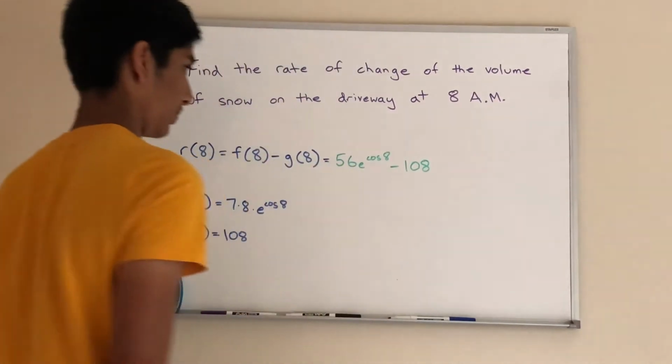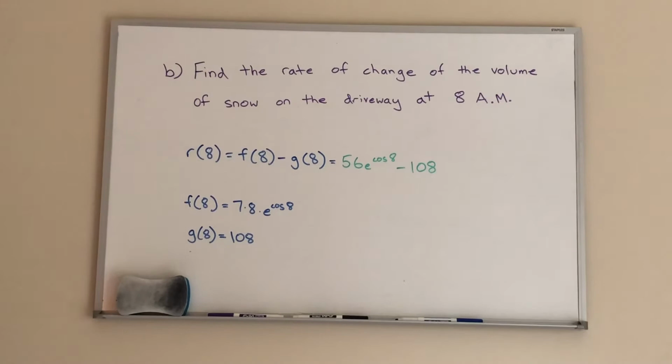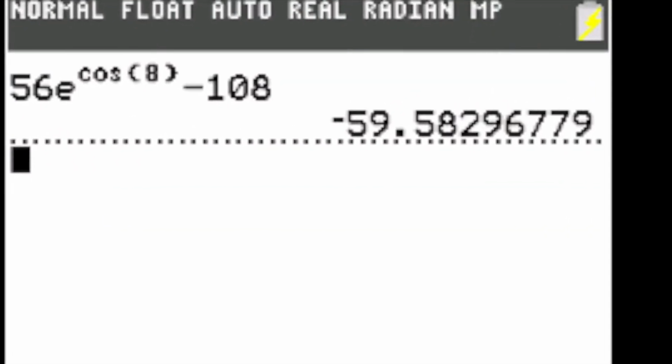This gives us an approximate answer of about negative 59.583.